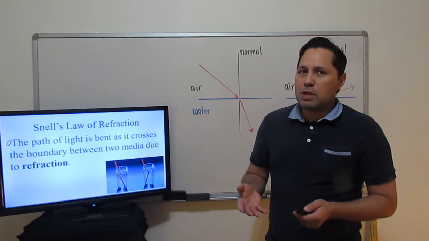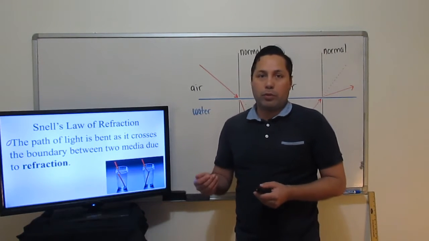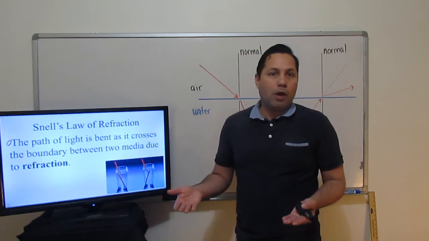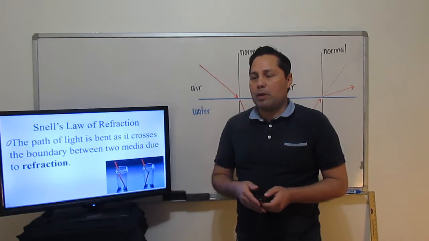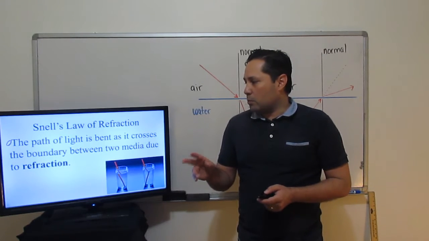Alright, first of all, what's a media? A media is what light is traveling through. It might be light traveling through water, might be light traveling through air. So that's the media we're talking about. So those are two different mediums.